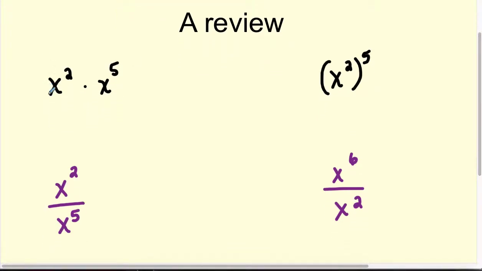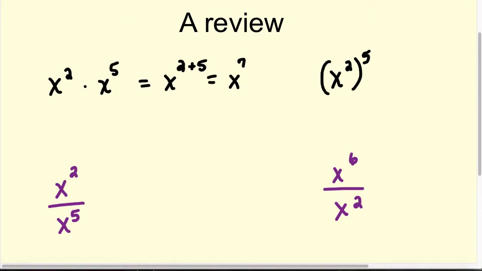If you are multiplying powers, like this, and the bases, this is the base, and that's called the exponent. The bases are the same, and they have to be the same thing, then when you're multiplying, you can add the exponents. So this would become x to the 2 plus 5, which is x to the 7.